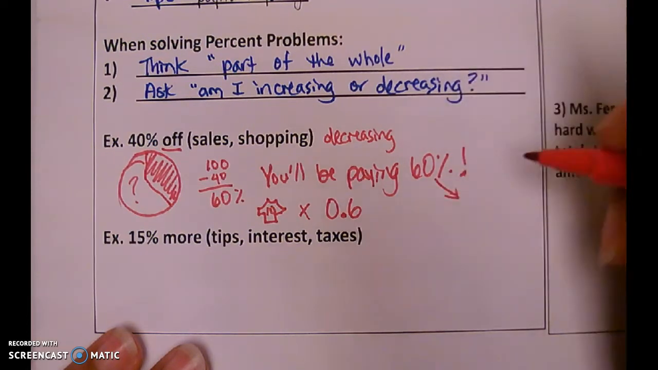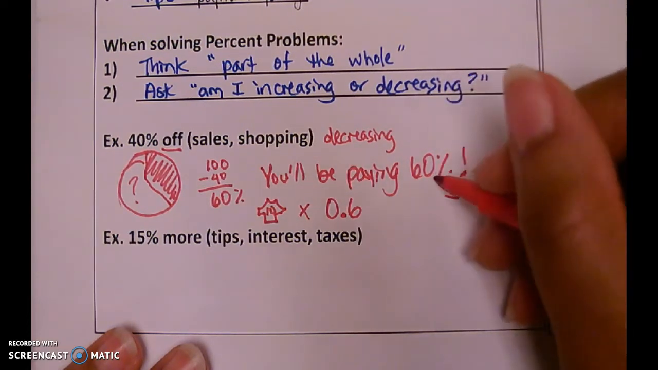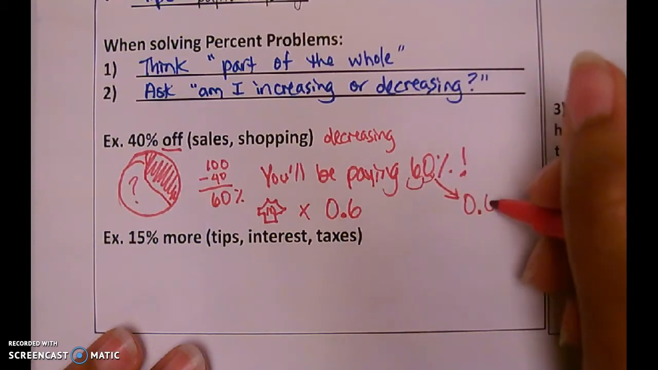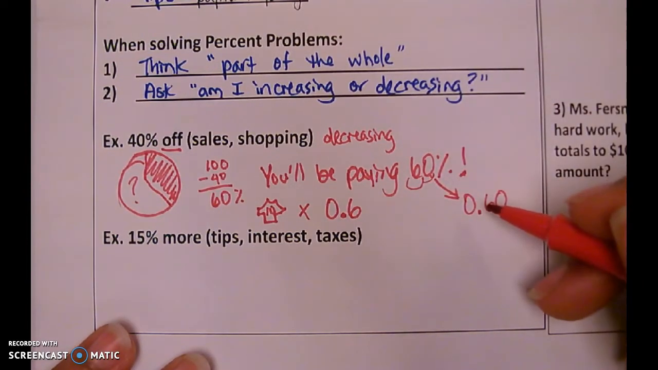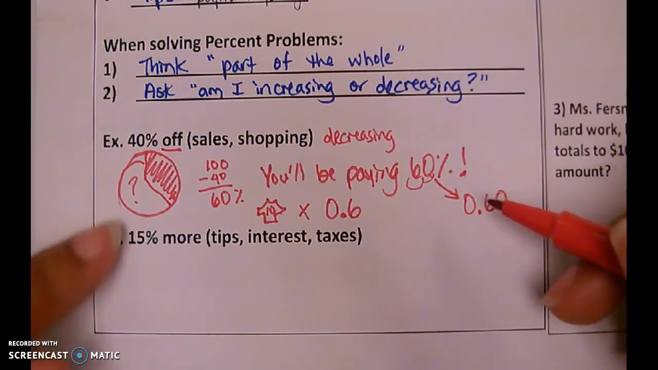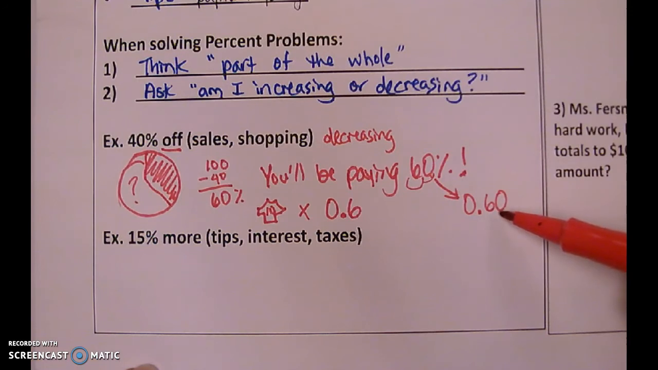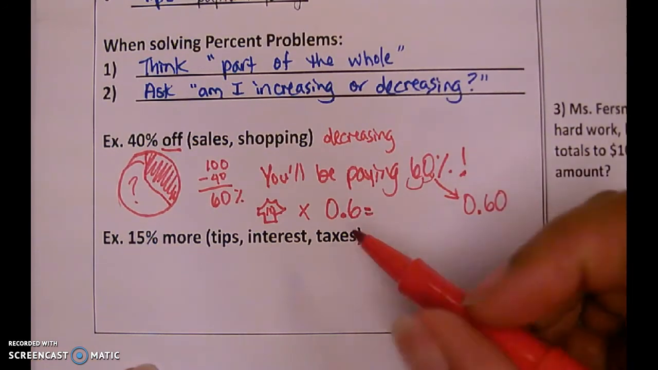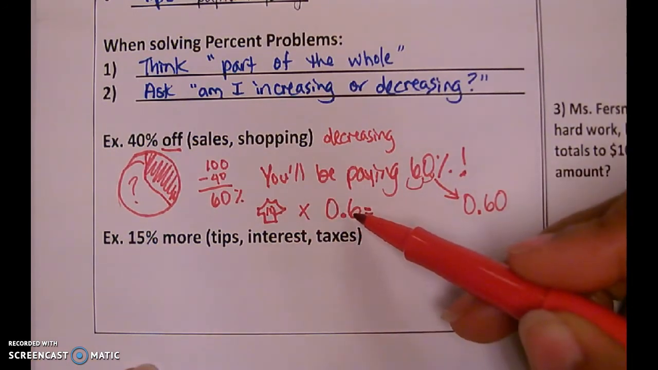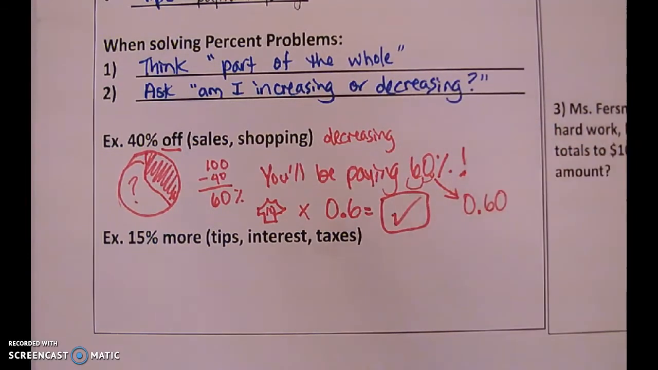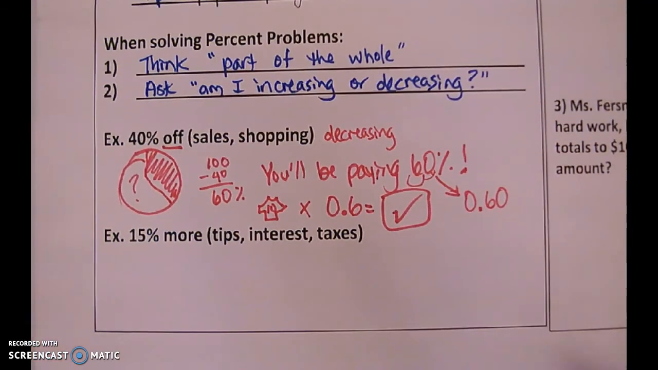We're always going to change our percent to a decimal by moving the decimal place over twice. And that's how we get this decimal, okay? So when we're dealing with these problems, we're going to always change our percent to a decimal, okay? And when we multiply the cost by this 0.6, that's going to give us how much we're actually going to be paying. Okay?